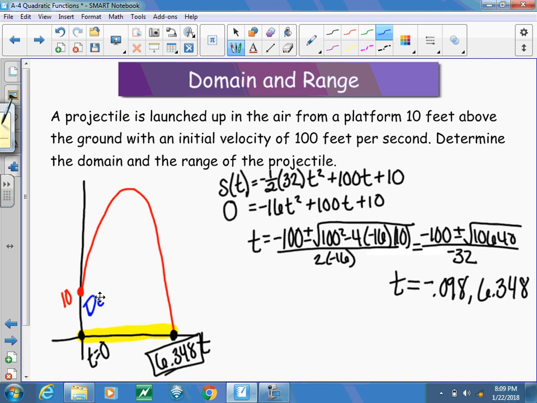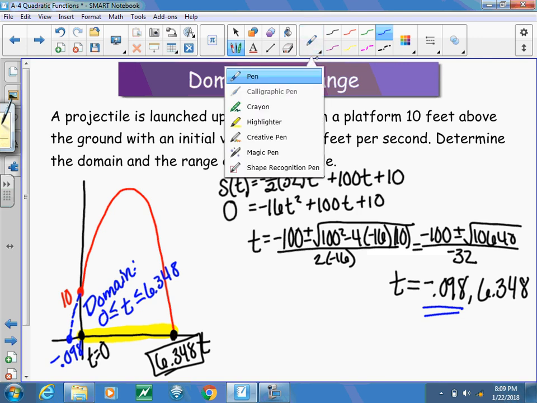Our domain, we're referring to the amount of time, and time is going to be the values that are between 0 and 6.348. That's the amount of time that the projectile was in the air for. Now you might be thinking, what's this other number doing? If I was to continue with this graph here, this graph is a picture of what it would be in this situation. But if I just look at this equation, quadratics have possibly two solutions. And so here is where my two solutions are.